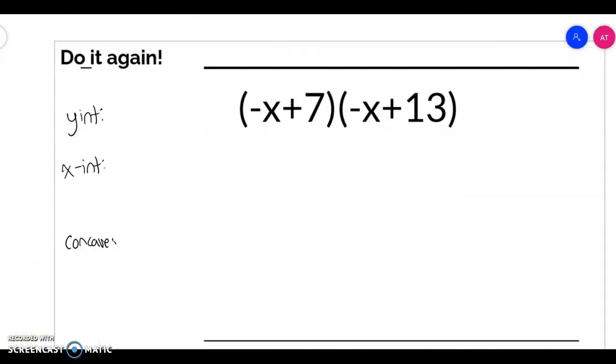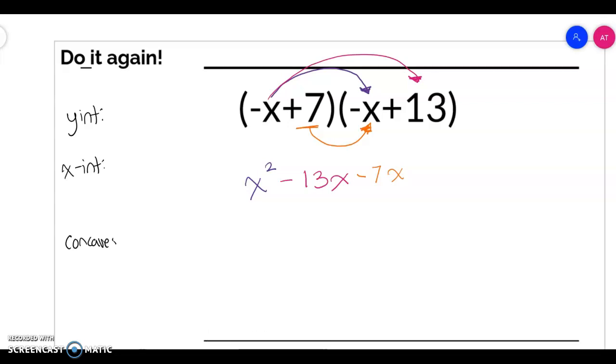So let's move on to our next few down here. Alright, so let's do it again. Now we're going to do negative x times negative x. Two negatives give me a positive, so I just have regular x squared. Then I have negative x times positive 13. A negative and a positive give me a negative, and I get negative 13x. Then I'm going to take this 7, since I distributed all of the first term to the second one here. I'm going to take 7 and multiply it by a negative x. Negative times positive is a negative. I'm going to get negative 7x.